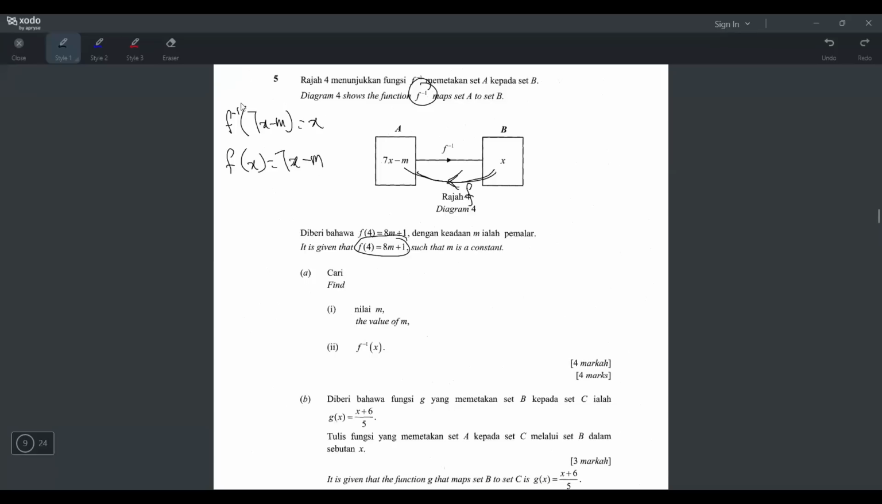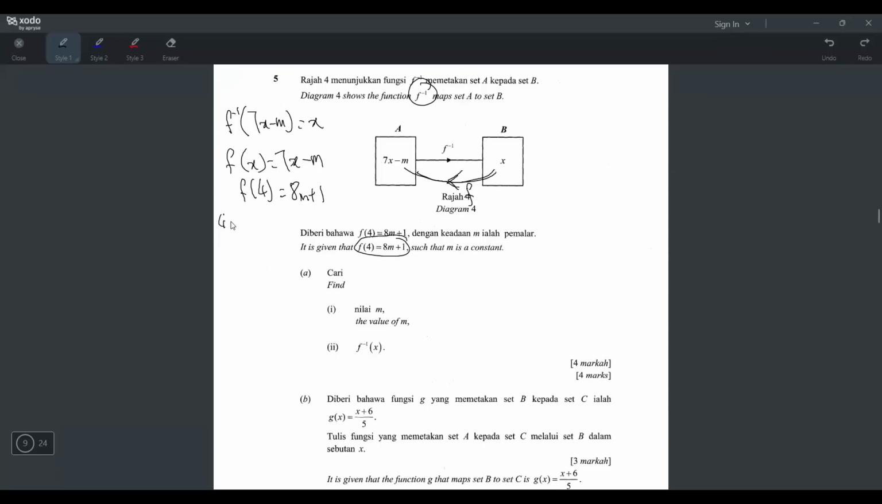The other way to look at it is the f inverse can move to this side. Yeah, the f inverse can move to the other side. When you move to the other side, it becomes f. That is why f(x) equals 7x minus m like this. Okay. All right. Now we need this information to do this. f(4) equals 8m plus 1. So now this says (a) find the value of m, right?